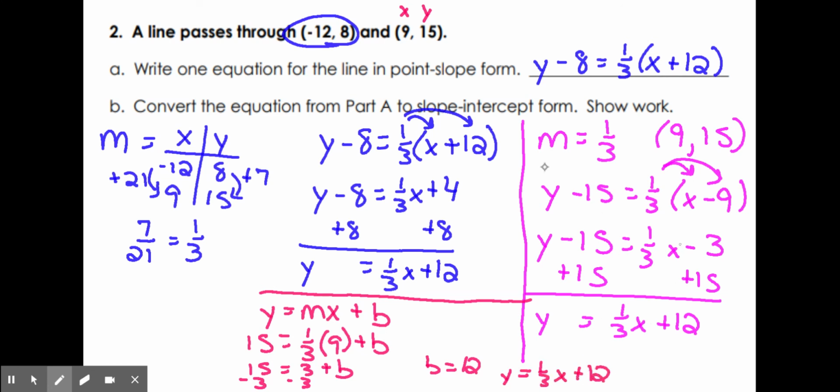So doing it any way, whether you do point slope form using one point, point slope form using the second point, or picking a point and plugging it in and solving for b, you get the equation in slope-intercept form, and they should all be the same thing. Okay? All right, we're ready to do a little bit of practice in class.